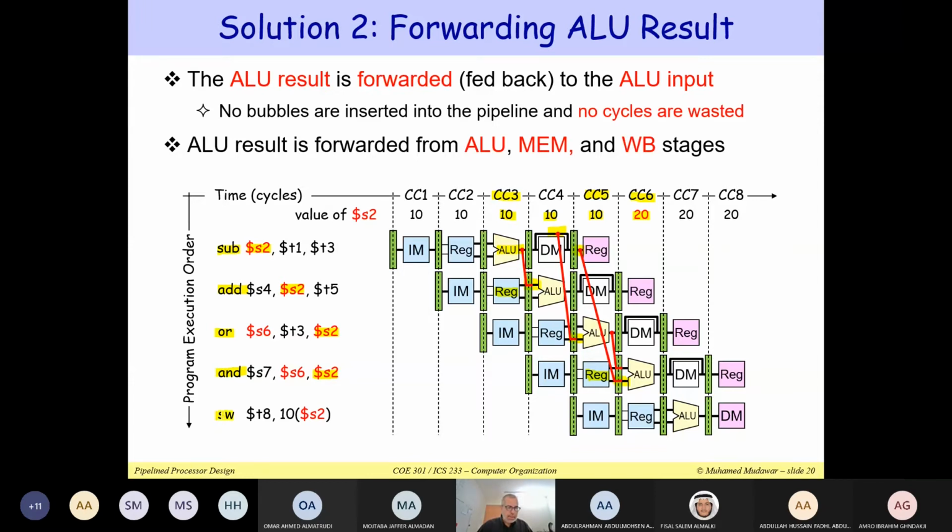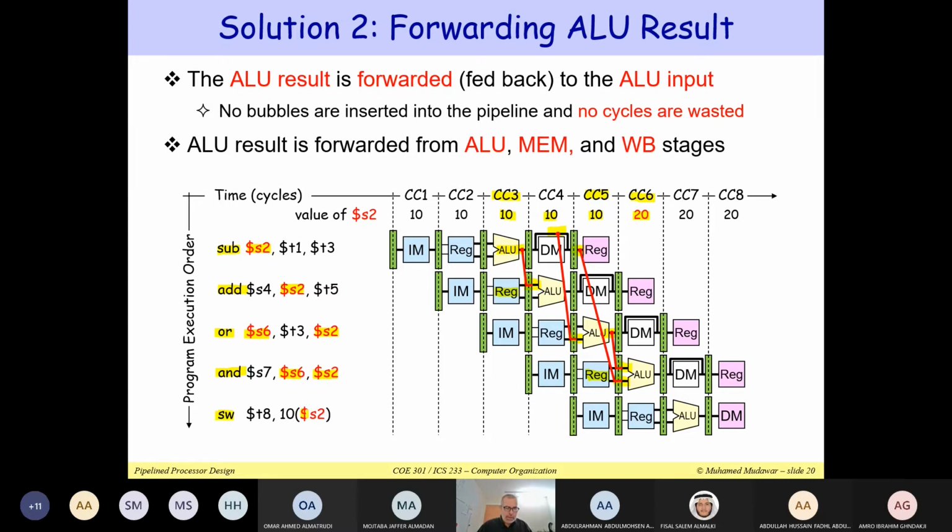Notice that this store instruction wants to read S2. Before that, notice that this AND instruction also depends on the OR instruction. Notice S6 here: the OR is writing S6 and AND is reading S6. So we have another data dependence. Because of that, the OR is going to compute the result of S6 at the output of the ALU, and then we feed it back also. So we have two forwardings. During this cycle, we are forwarding the value of S6 as well as the value of S2.